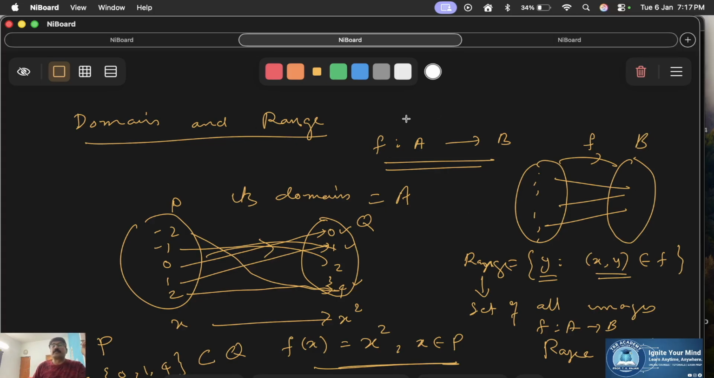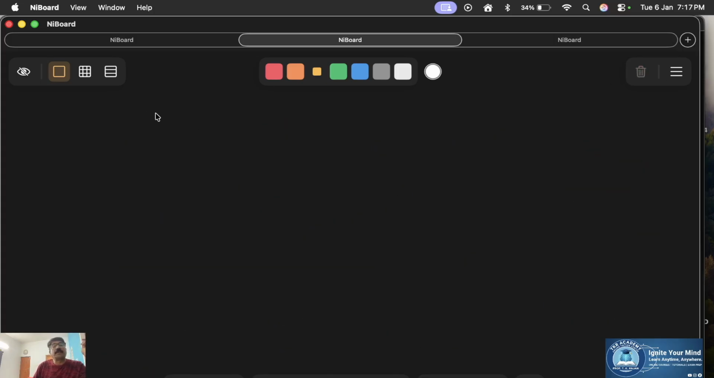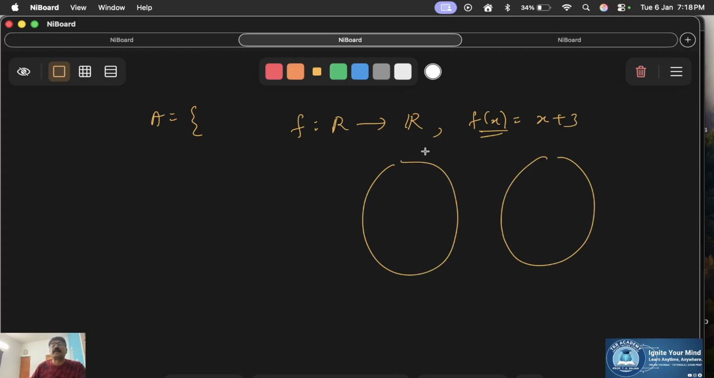So domain and range. Now let us take another example. You could consider the function f from R to R by f(x) equal to x plus 3, or y is equal to x plus 3. This is a function of x. f(x) is the image of x, where x belongs to R. This is R, this also R. Every x is taken to x plus 3.